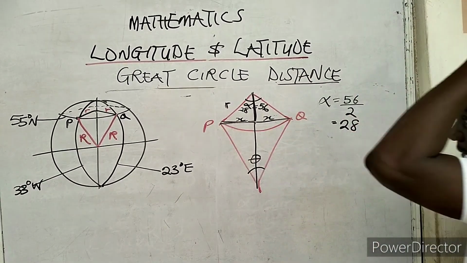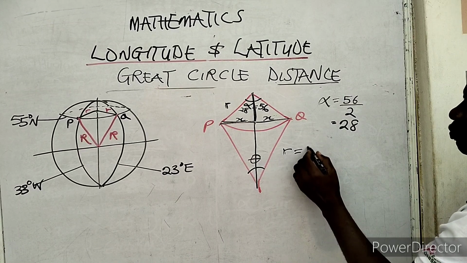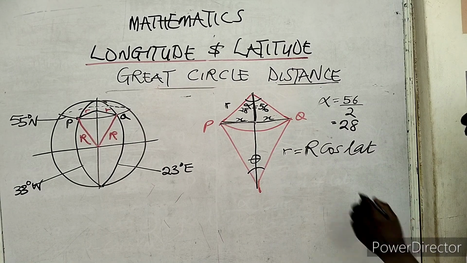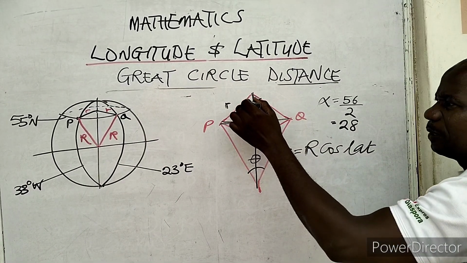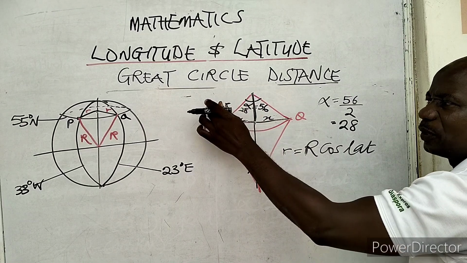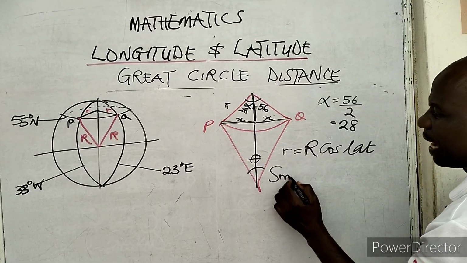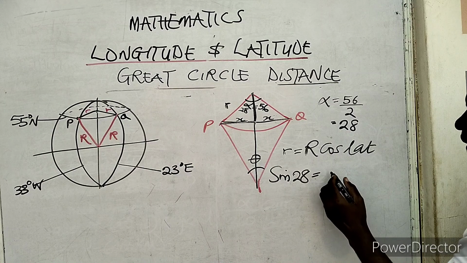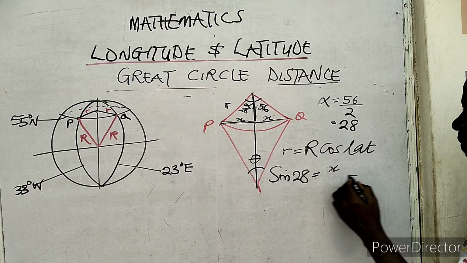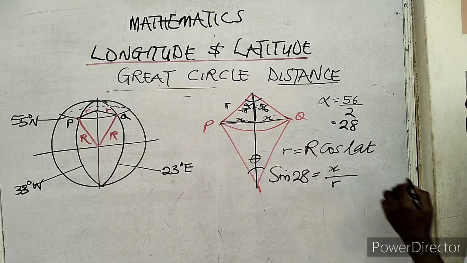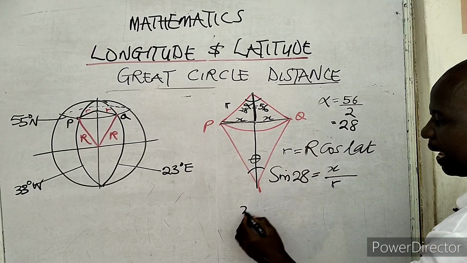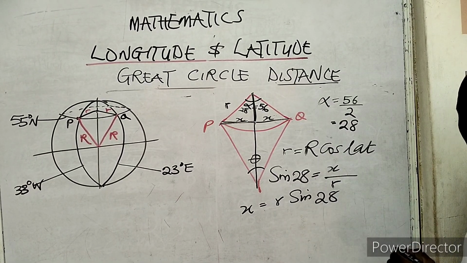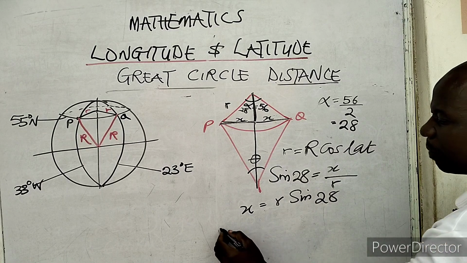Now what is my small r? Small r is going to be big R cos latitude. Now what is the relationship? This is opposite. This is hypotenuse. Opposite over hypotenuse, that is sine. Sine 28 is equal to opposite, that is going to be x, all over the hypotenuse, which is small r. Am I speaking? So cross multiply, x is equal to small r sine 28.